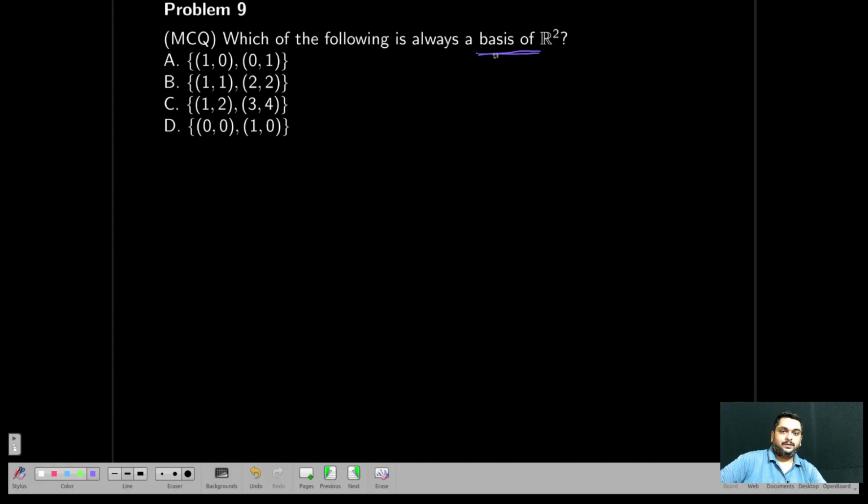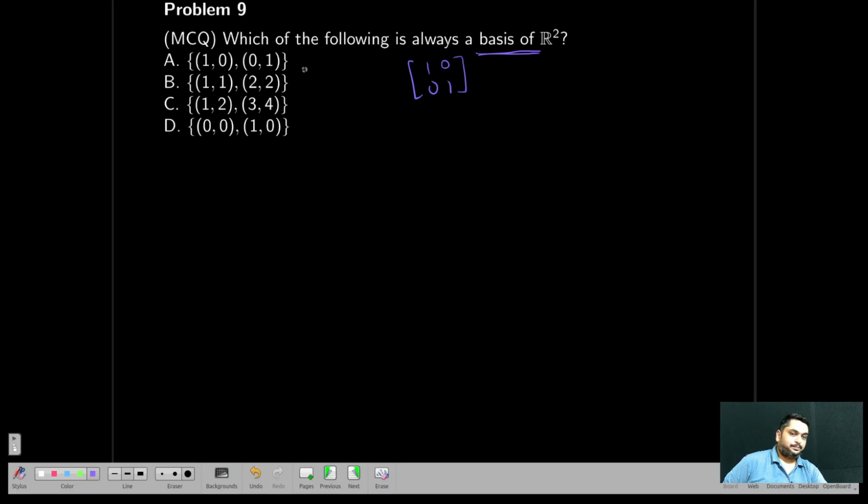Which of the following is the basis of R? Basis of R means a minimal subspace. Find out all the independent columns in them, and then they should belong to R square. So 1 0 0 1, both are independent, so the following is always a basis. If I write the vector like this, 1 0 0 1, in matrix form.